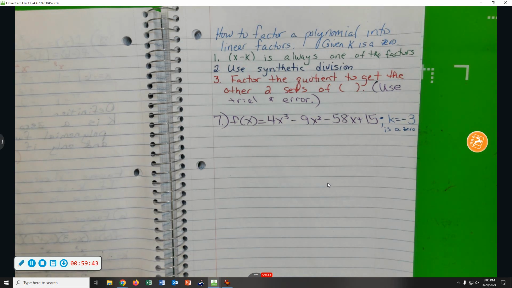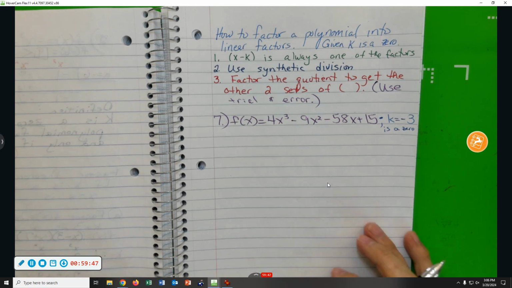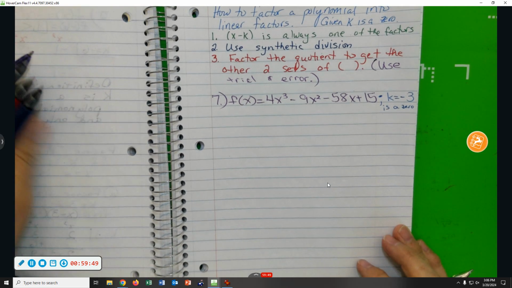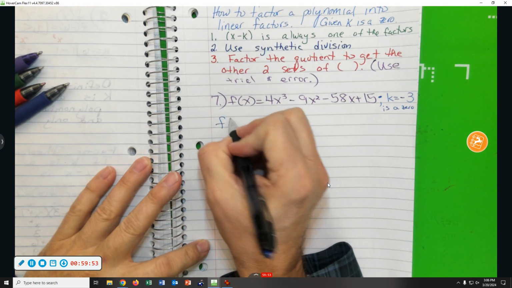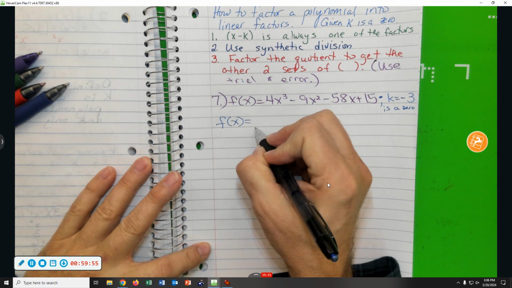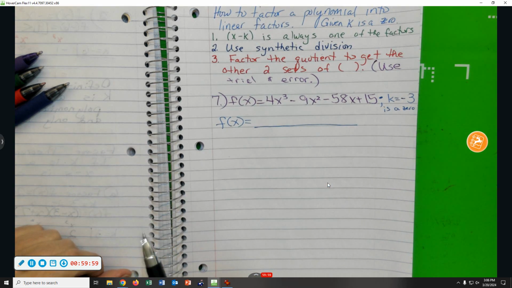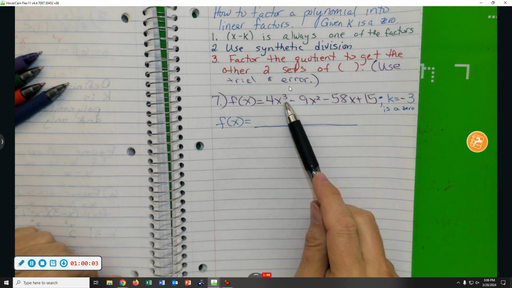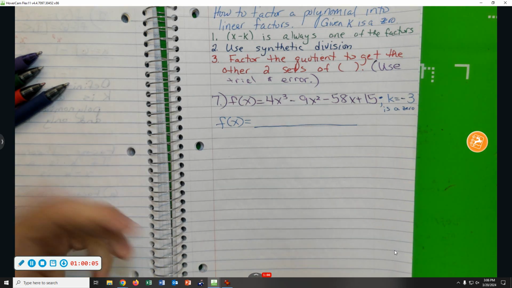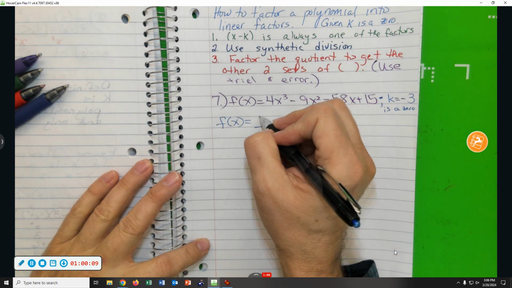K equals -3 is a 0. We're trying to factor 4x cubed minus 9x squared minus 58x plus 15. So, your answer line that you wrote a while ago: f of x equals. Here's where we're going to write the factorization. How many sets of parentheses will we have in our answer? 3, because that exponent there is a 3. We're factoring them into linear factors, so there should be 3 sets of parentheses.